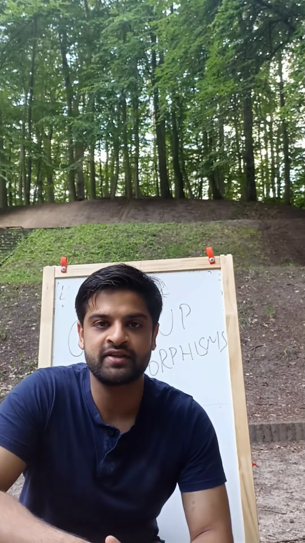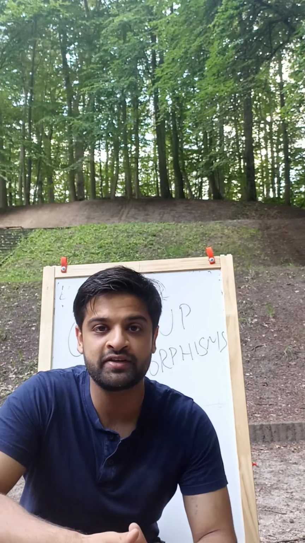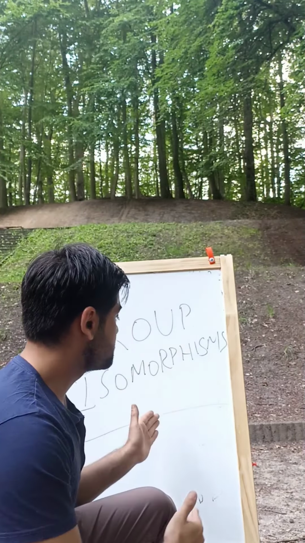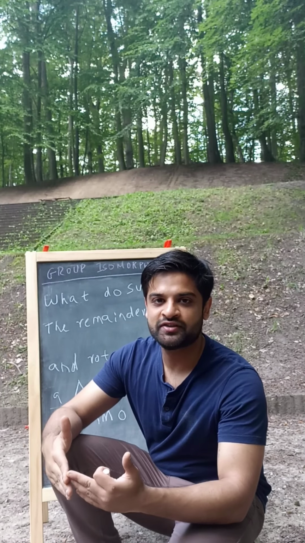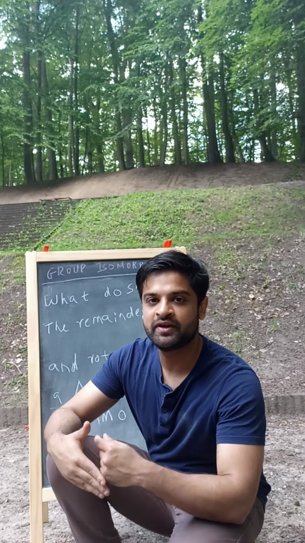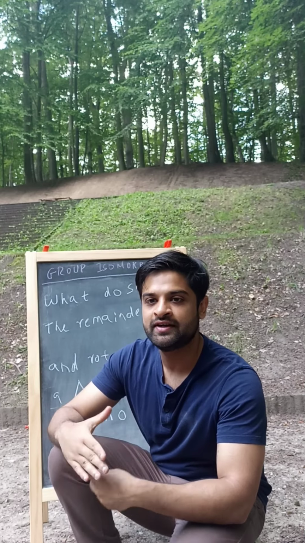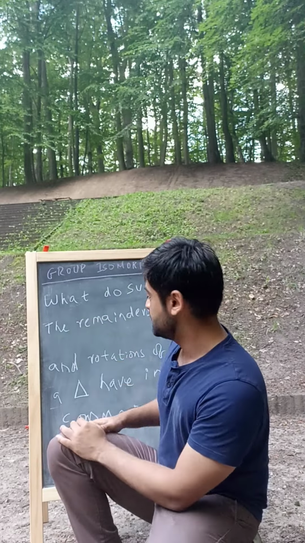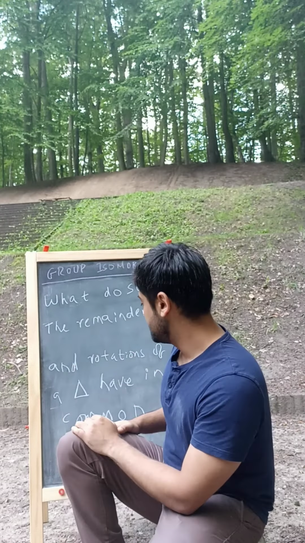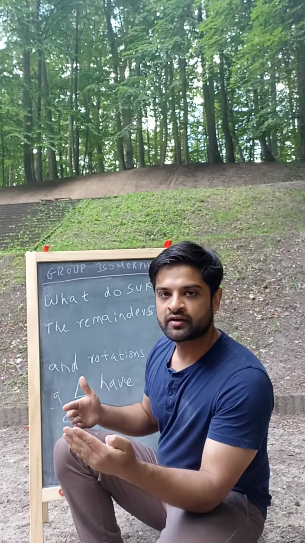Today we will be discussing something very fundamental in mathematics, also known as a group isomorphism. In order to adequately answer this question, let's begin with three seemingly very unrelated objects, which are a game of Sudoku, the remainders of 3, and the rotations of a triangle.